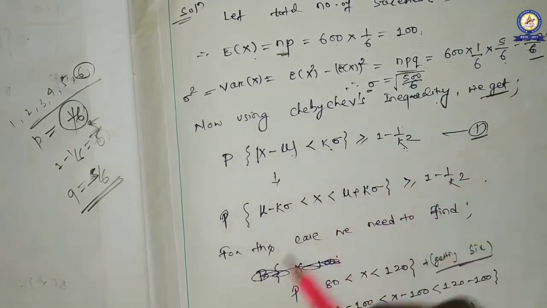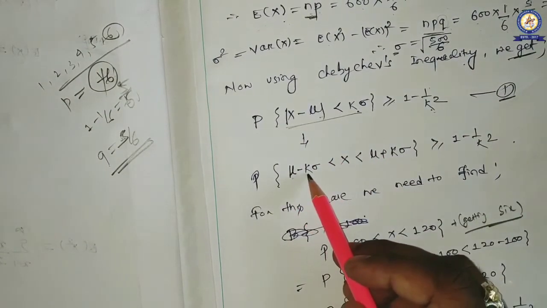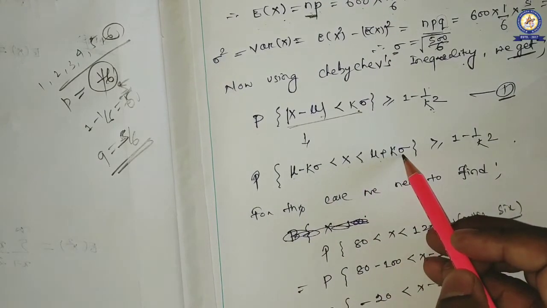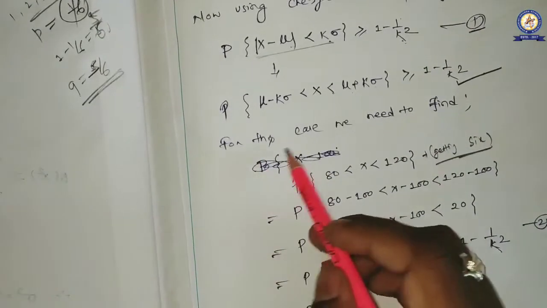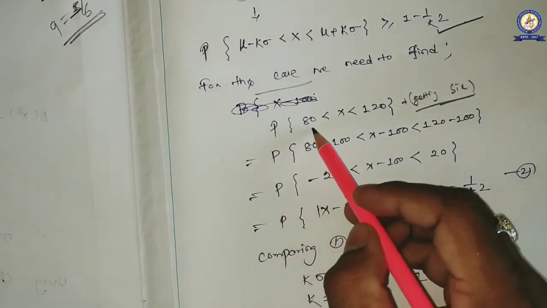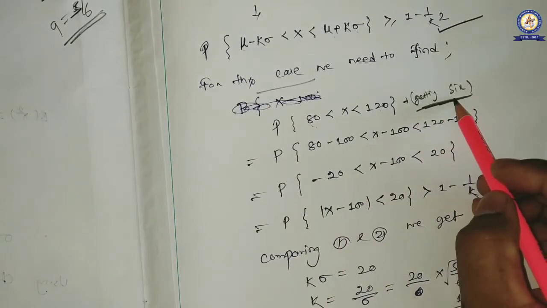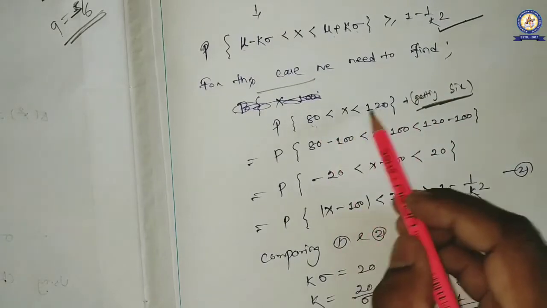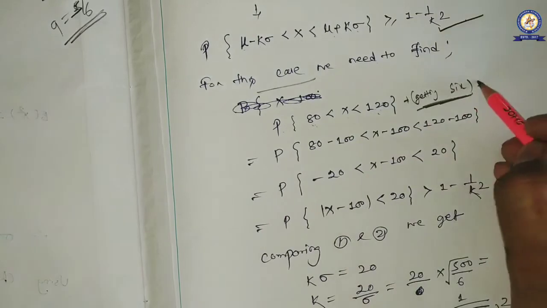Let's consider this as equation number 1, and this is nothing but the range of mu minus k sigma less than x less than mu plus k sigma, which will be greater than or equal to 1 minus 1 by k square. So for this question, we need to find the probability of the number of successes between 80 and 120. So probability of 80 less than x less than 120 will be how much?